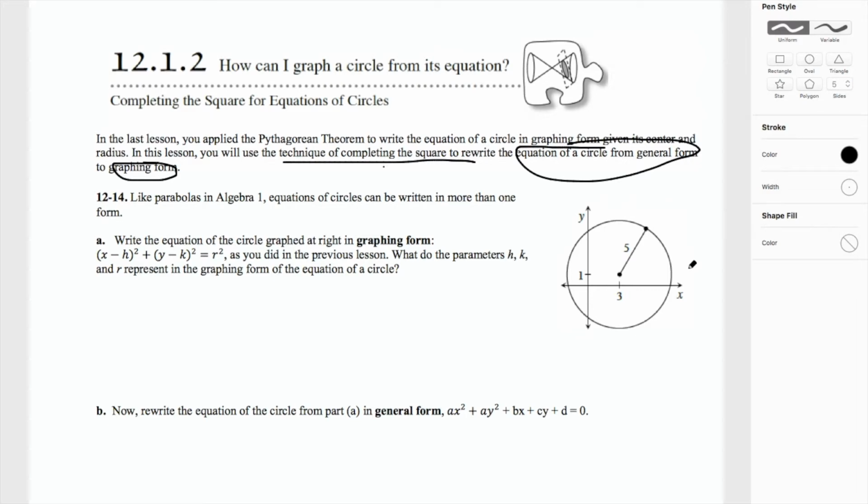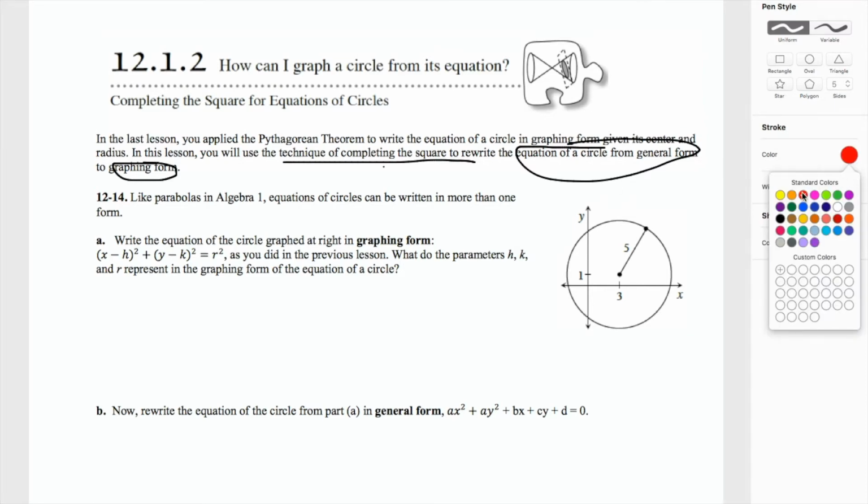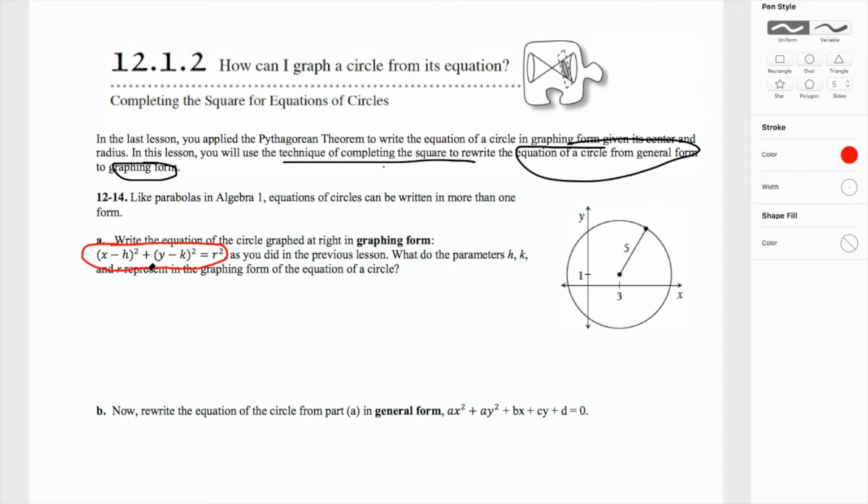(x minus h) squared plus (y minus k) squared is equal to r squared, as you did in the previous lesson. What do the parameters h, k, and r represent in graphic form of the equation of the circle? Well, this is the easy stuff. Sometimes teachers teach you the stuff you have to know, but then they teach you slightly harder stuff, because the harder stuff makes you remember the easy stuff. To be honest, you really don't need to know the hard stuff super well unless you're taking the PSATs or maybe the SATs. Most geometry teachers won't give you questions on completing the square and writing general form to graphic form, but they will give you questions like this.